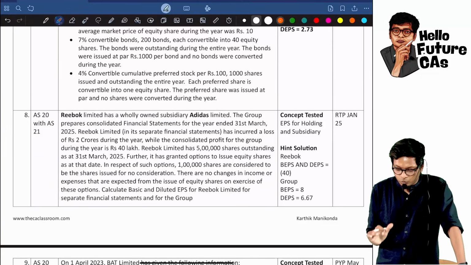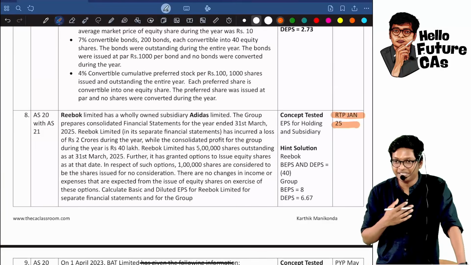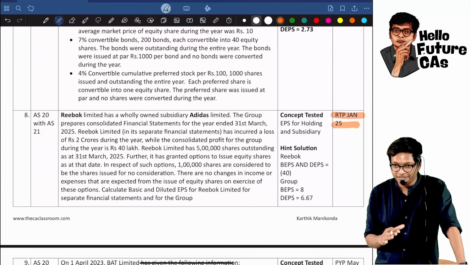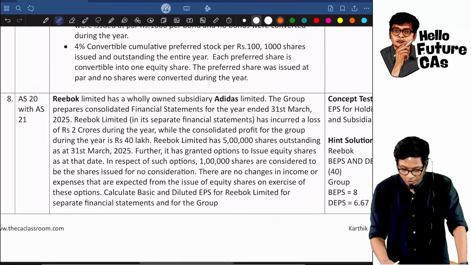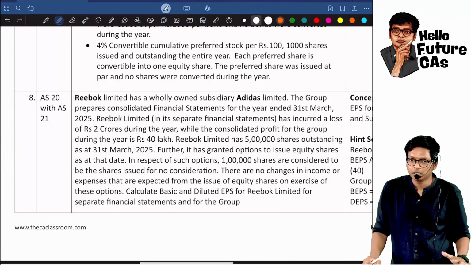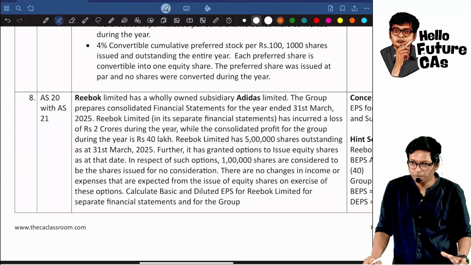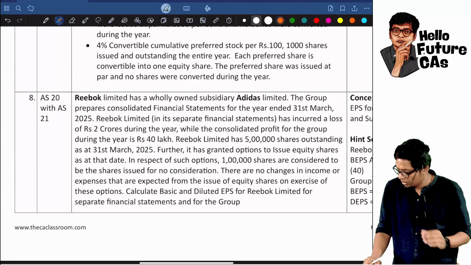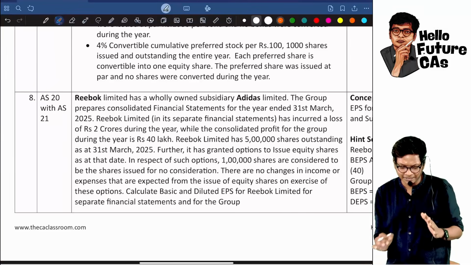Now let me take two more sums. RTP Jan 25. Can I solve? Part of syllabus. RTP Jan 25. The only thing I have changed is the name of the company. Yes. Anybody has any doubts? Rukmini, yes. Okay. Don't worry. We will finish in the next 30 minutes, guys.